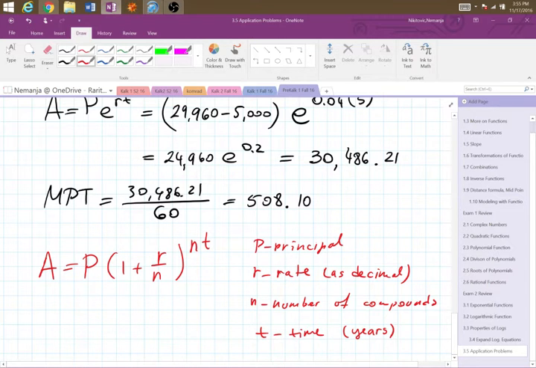60 months in 5 years, 60 payments, because we're calculating monthly payment within 5 years. 5 times 12 is 60.